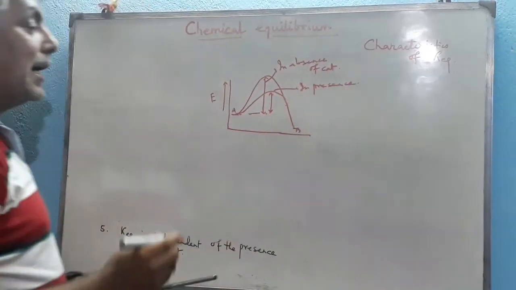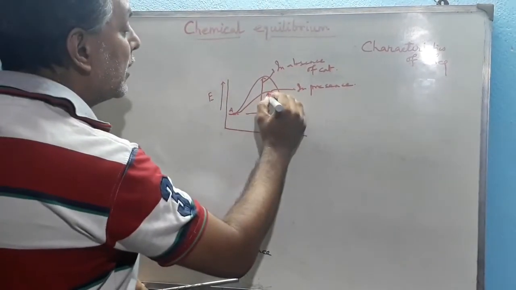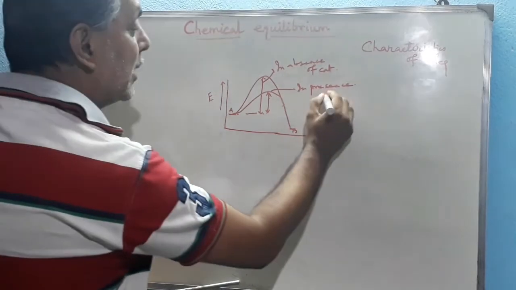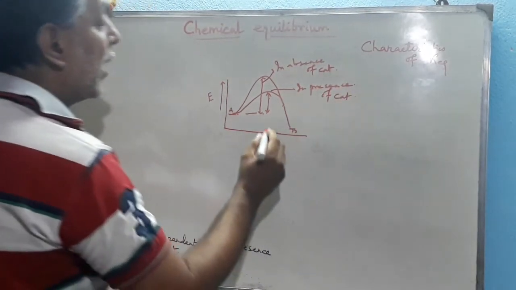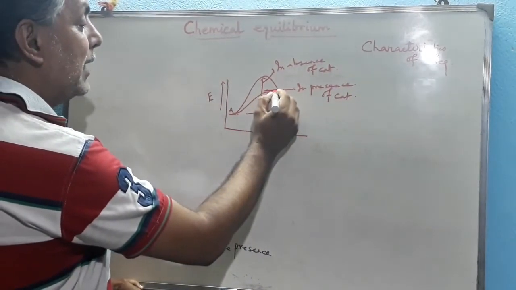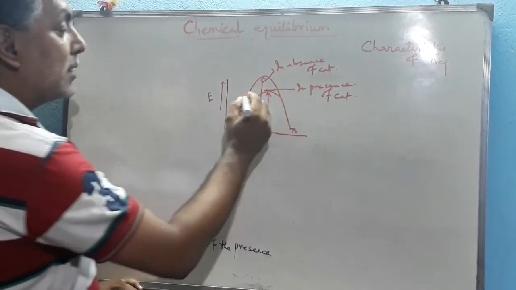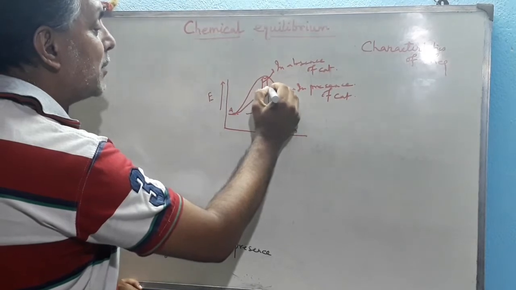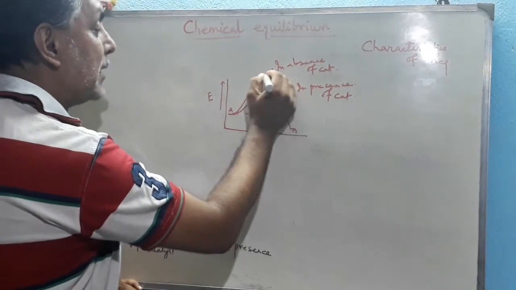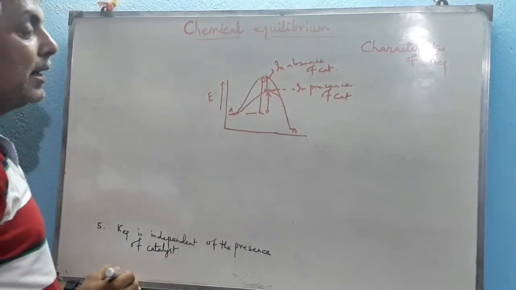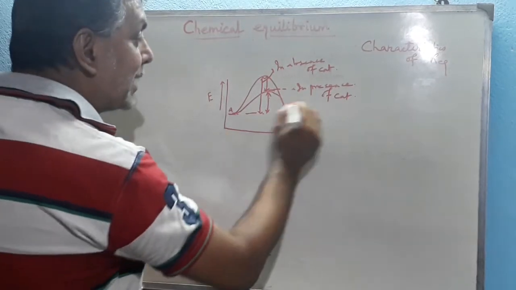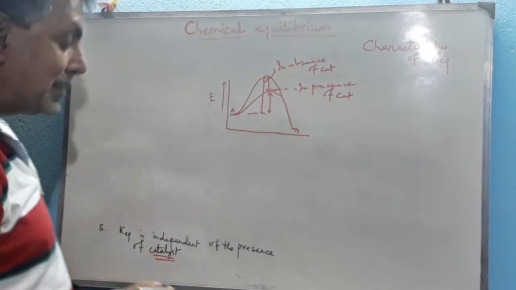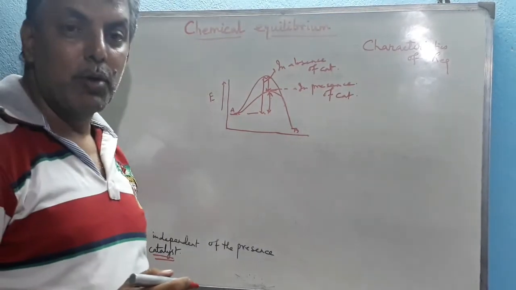But we can say that this portion, that means the activation energy, is lowered in presence of catalyst. But after attaining this equilibrium, it has no effect, because it decreases the activation energy of the forward reaction as well as the activation energy of the backward reaction equally, proportionately, and that's why it has no effect on the equilibrium. So catalyst has no effect on the equilibrium constant.